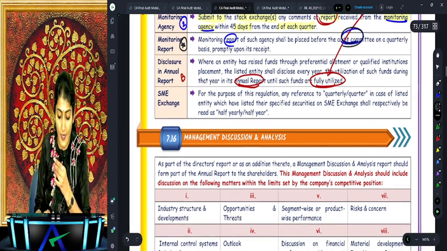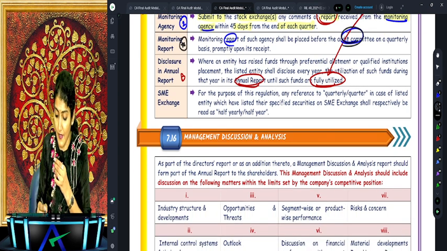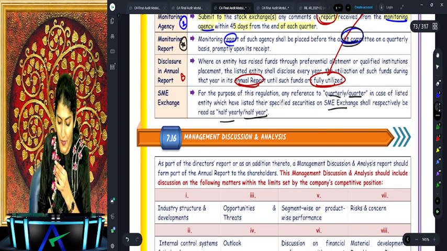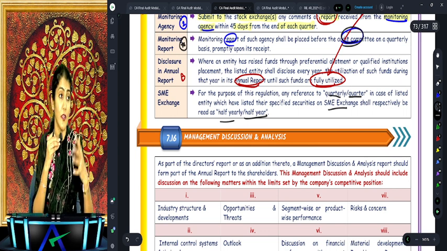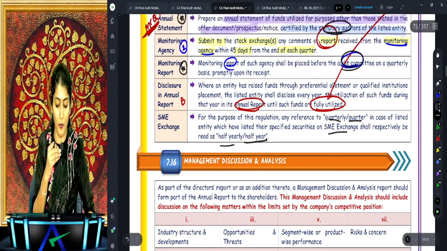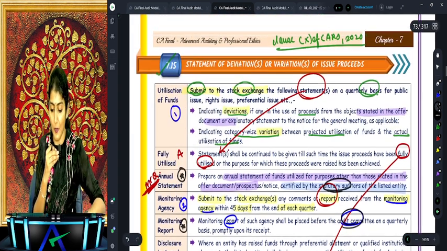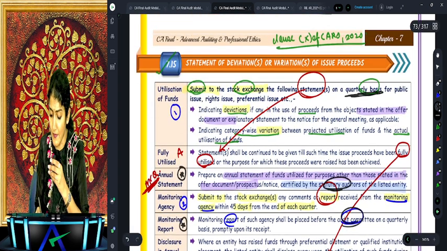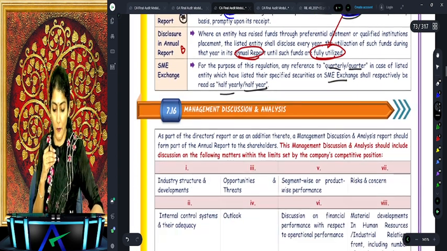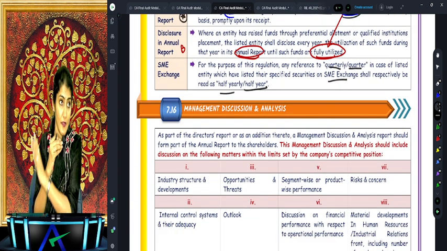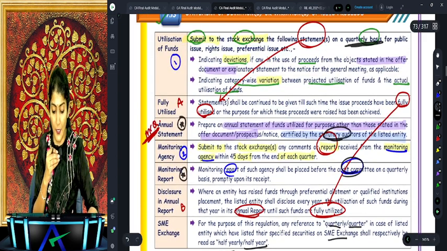And what does it say? SME exchange, those listed entities, rather than quarterly, they have to comply with these requirements on a half yearly basis. Right? Small and medium enterprises, do they have to comply with these requirements on a quarterly basis? No, they need to comply with these requirements on a half yearly basis. Is it clear to everyone? Are you able to analyze?